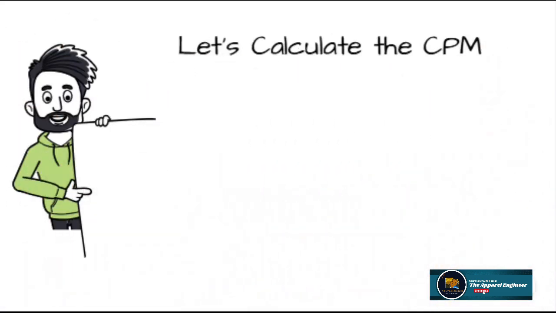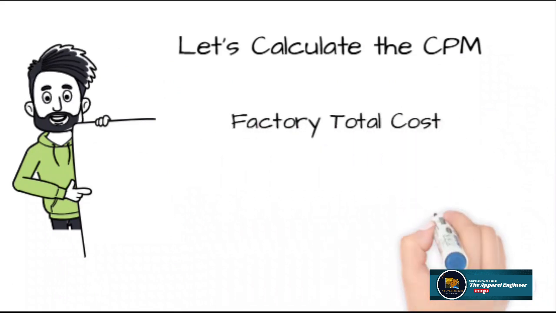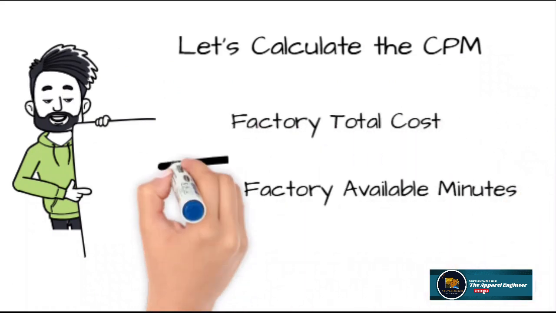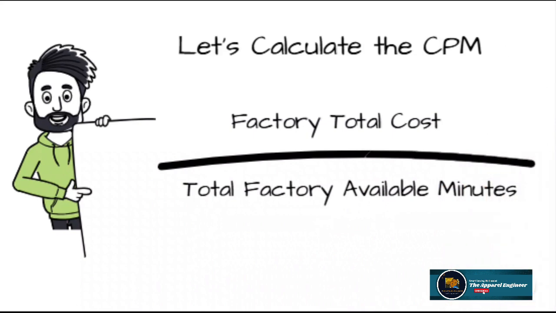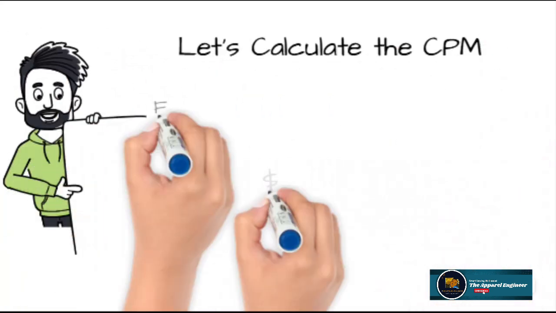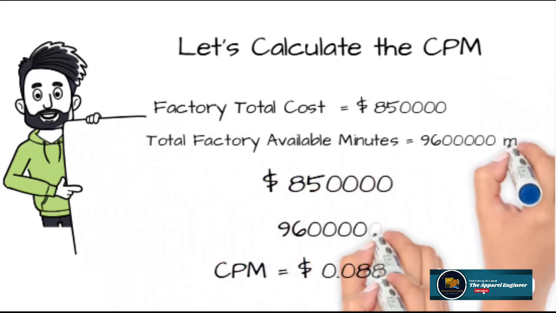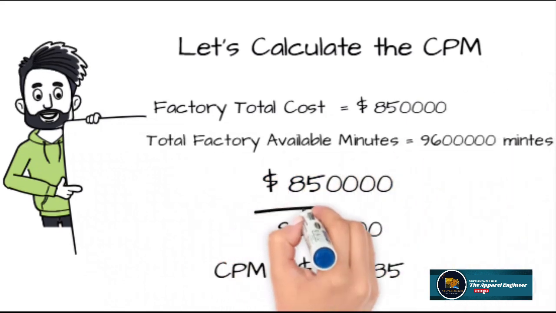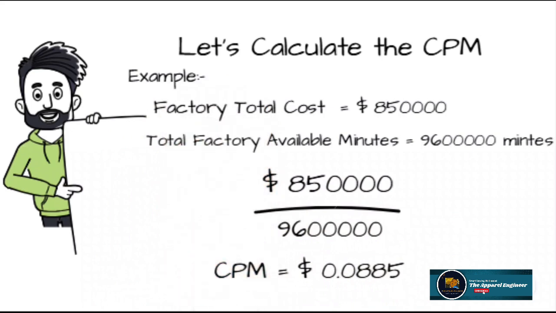Now, let's calculate CPM. To do this, we divide the total factory cost by the factory total direct capacity minutes. Let's calculate CPM with an example. Total factory cost, provided by the finance department, equals $850,000. Total factory available minutes equals 9,600,000. Now, applying the formula.